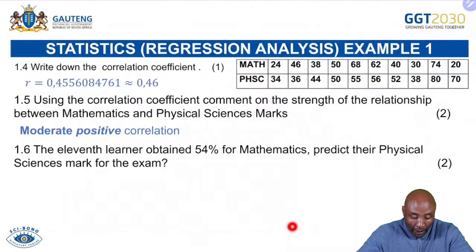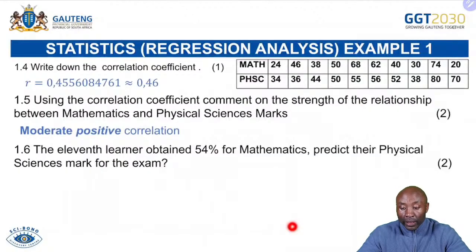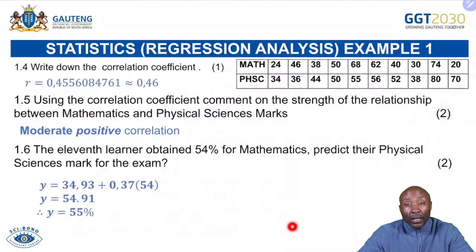You get your mark. If the 11th learner obtained 54%, and if you check 54% for mathematics, it's still within our range of values. So we are interpolating, or we are doing interpolation. So we are going to use our least squares regression equation to determine the physical sciences mark. So we'll substitute our x as 54 and we get 54.91, and you can leave your answer to 2 decimal places, or you can round off and get the physical sciences mark as 54%.